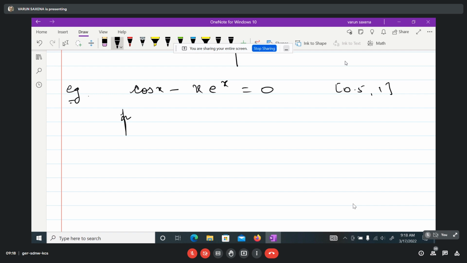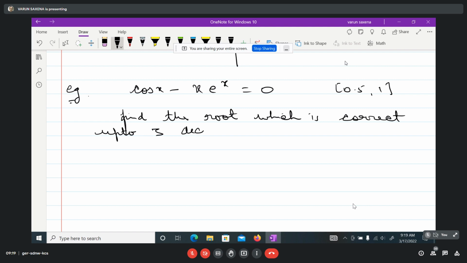So the question is, find the root which is correct up to 3 decimals. Okay. So iteration 1, x1 is 0.5, x2 is 1. f(x1), please tell me the value for f(x1).